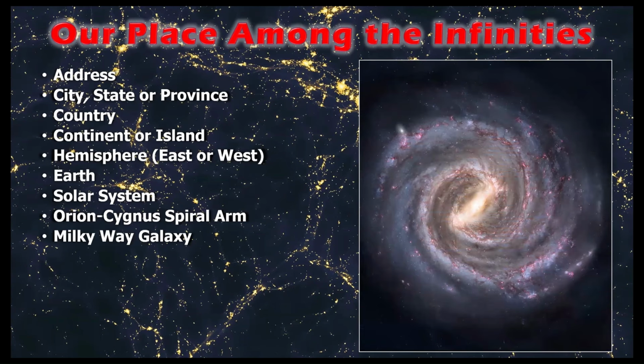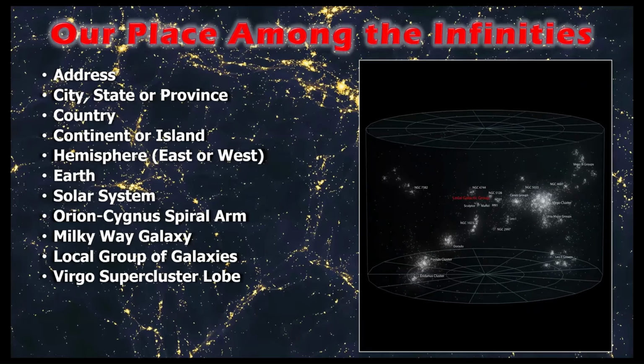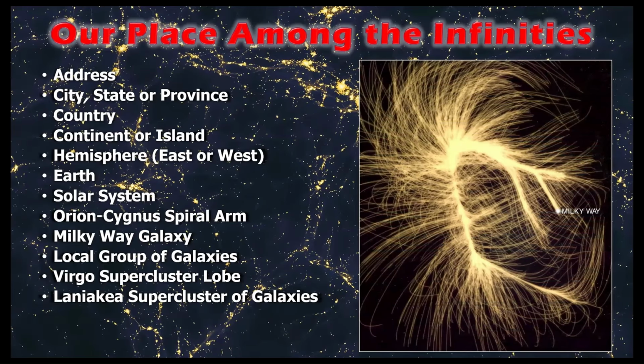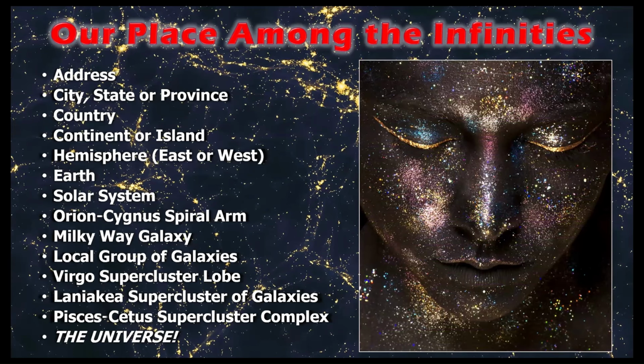Which is part of the Milky Way Galaxy, which is part of the local group of galaxies, which is either part of the Virgo supercluster lobe, or perhaps just the Virgo supercluster, or the local supercluster, or if it is gravitationally bound, the Laniakea supercluster of galaxies, which is part of the Pisces Cetus supercluster complex. That is the galaxy filament that we live in, and that is part of the universe. So there is your complete galactic address. So that concludes our place among the infinities.